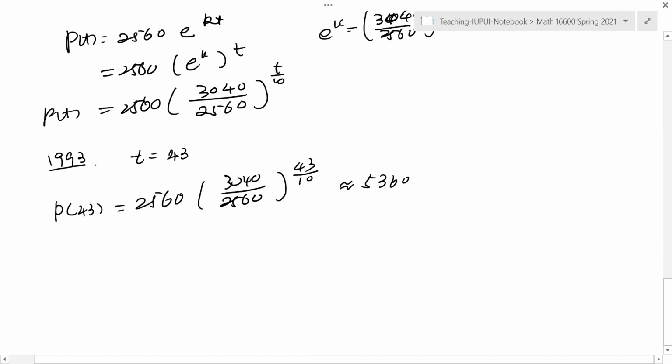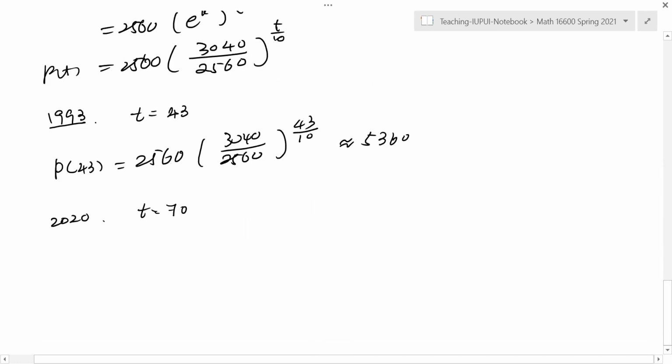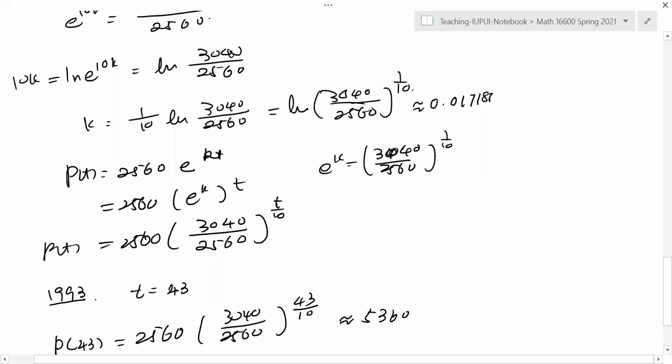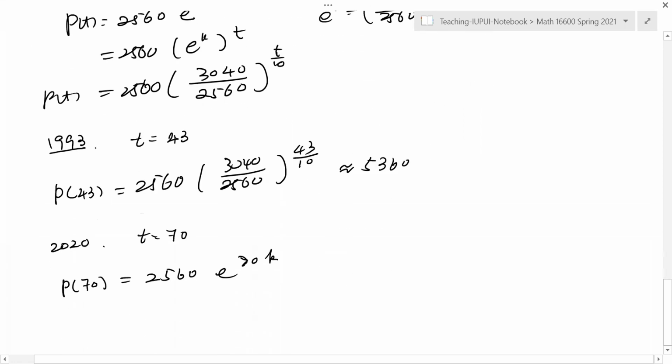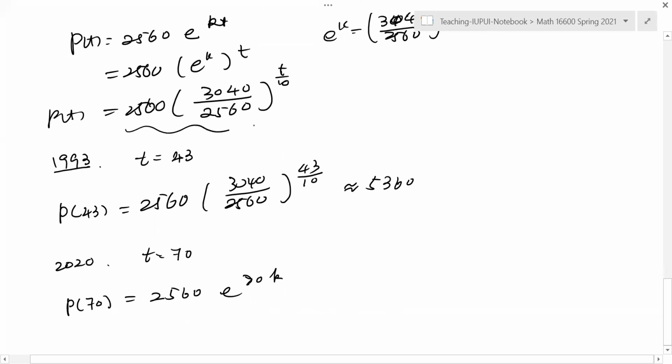Okay, now 2020, that's the last year, right? You can look at the data on the internet. What is the world population? And based on our calculation, you have 70, and you can use the number, we already got K. Use this formula, 0.017185, to do the calculation. You can also use the above formula. Doesn't matter, right?